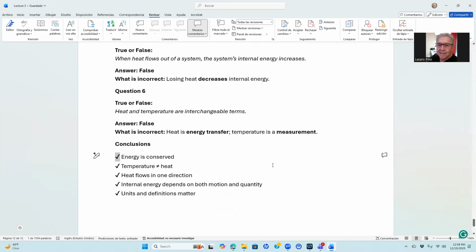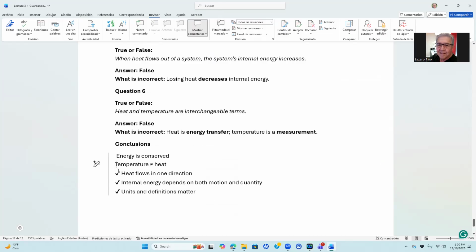Conclusions. Checkmark: energy is conserved. Checkmark: temperature is not equal to heat. Checkmark: heat flows in one direction. Checkmark: internal energy depends on both motion and quantity. Checkmark: units and definitions matter. Okay, then remember, these are the conclusions for this. Energy is conserved, not created nor destroyed. Temperature is different from heat. Temperature is what you measure. Heat is energy.